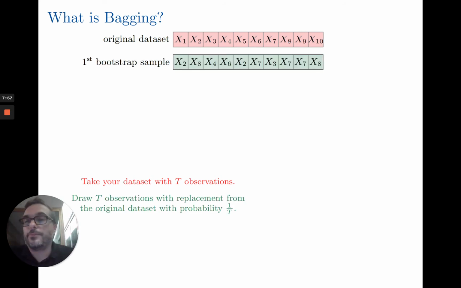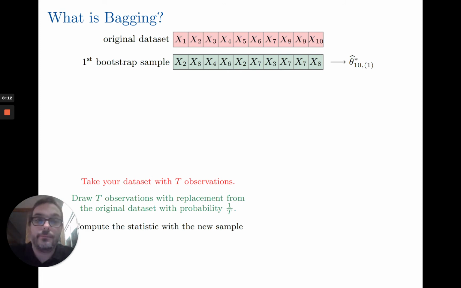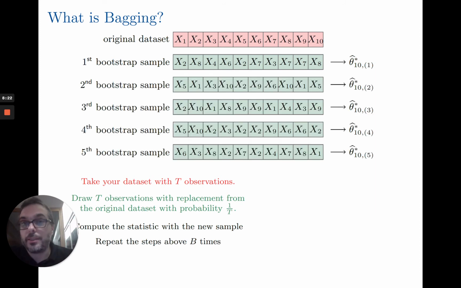So let's say that the first bootstrap sample we got x2, x8, x4, x6, x2 again, x7, x3, x7, x7, x8. That's our first bootstrap sample. Then we are going to compute the statistic with these 10 observations. That will be our theta star hat of bootstrap sample 1. We are going to repeat this B times.